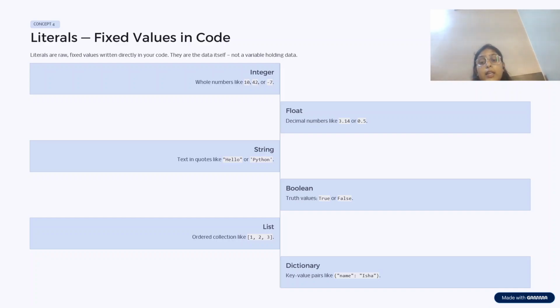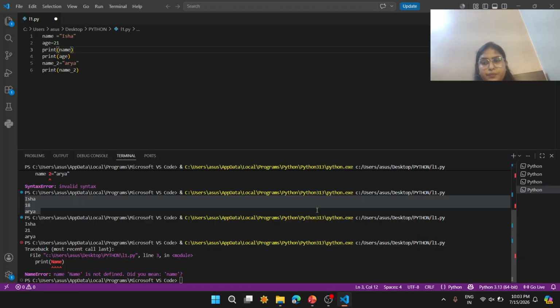Dictionary stores data in key-value pairs. Dictionaries are very important and very useful, so when we learn them, please be very careful. These are very important topics that we will cover in upcoming lectures. I'm just giving you a brief about literals. Whatever we have written right now, Isha, the age 21, name2 Arya, whatever is written, these are literals.